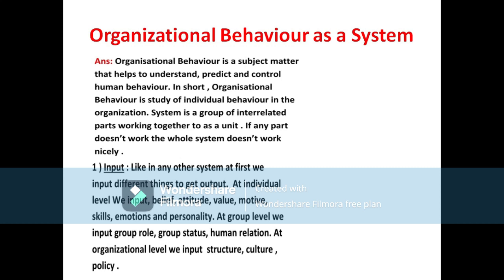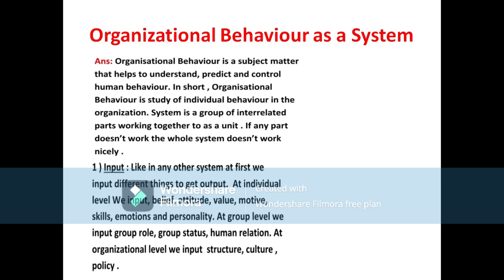So in input, what aspects will be studied? Like in any other system, at first we input different things to get output. For example, in order to produce aloe vera gel, if we want to get that product, from raw material, getting the aloe vera plants, refining and squeezing the juice from it, from that aspect to the final product, a processing will be done in order to get a final output.